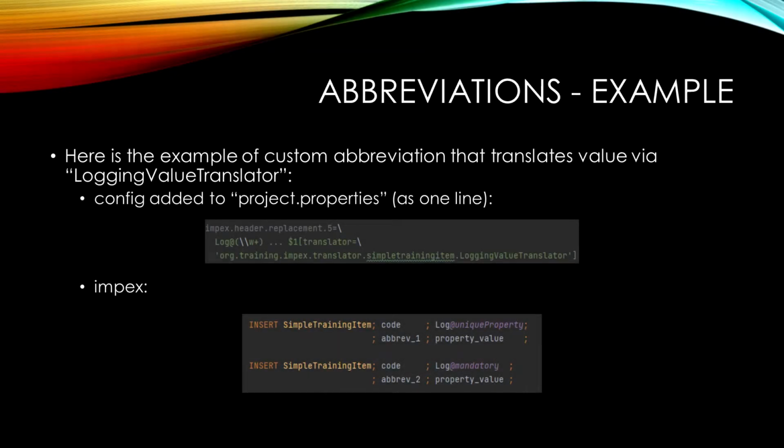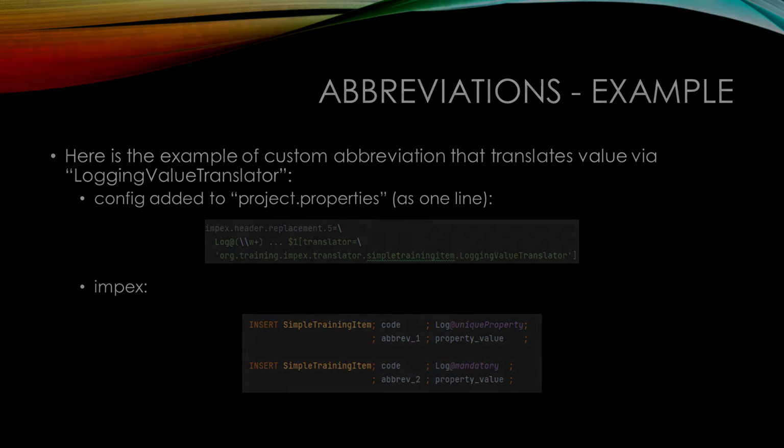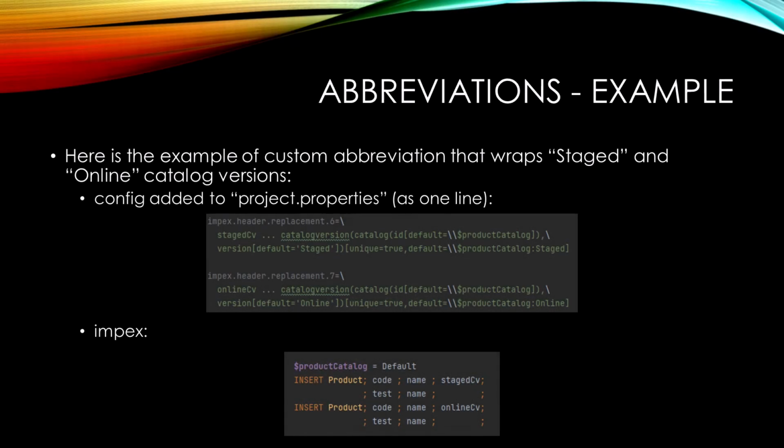Here is an example of a custom abbreviation that is logging the value. First, I add the ImpEx header replacement property. Once it's defined, I can use it in my ImpEx files. Here is one more abbreviation example for staged and online catalogs.